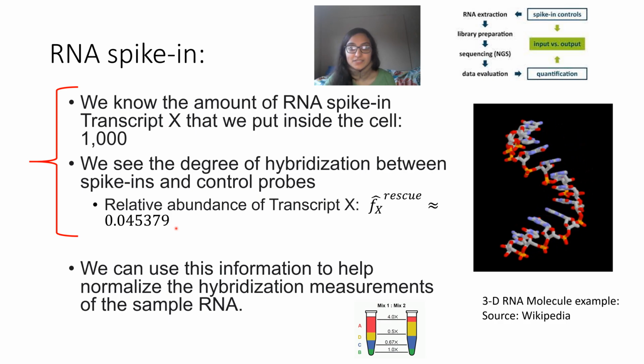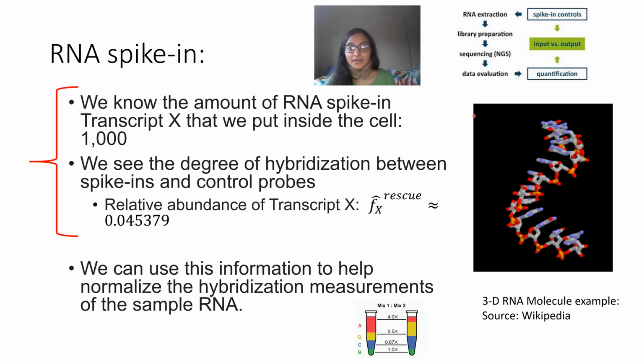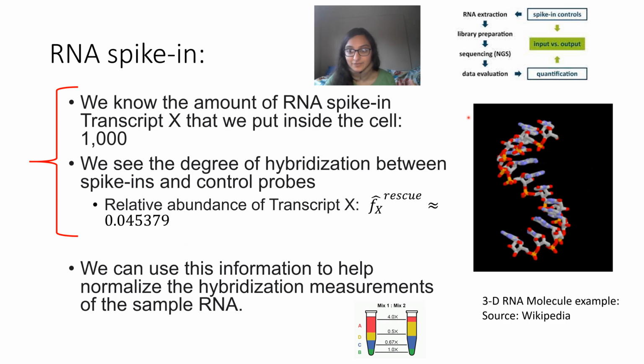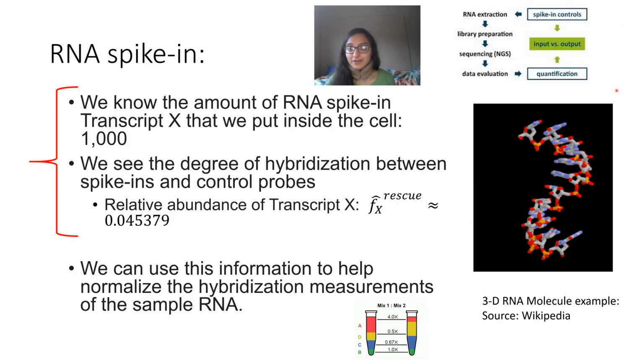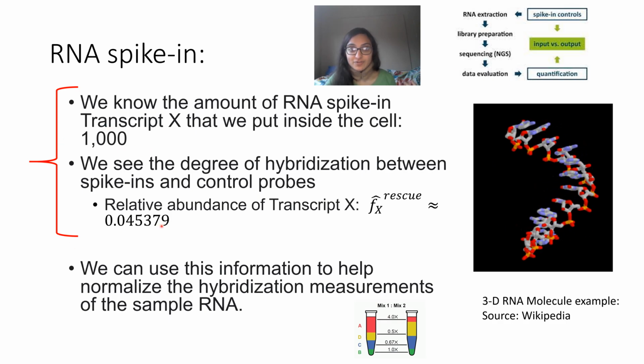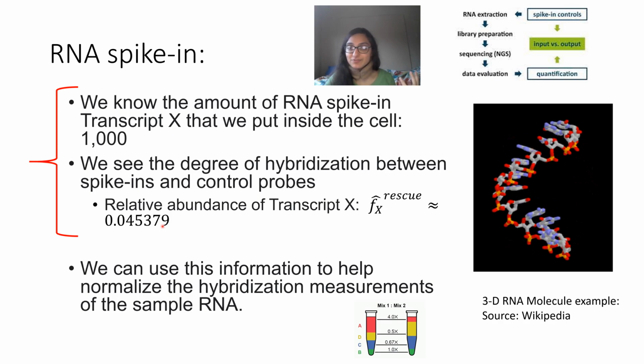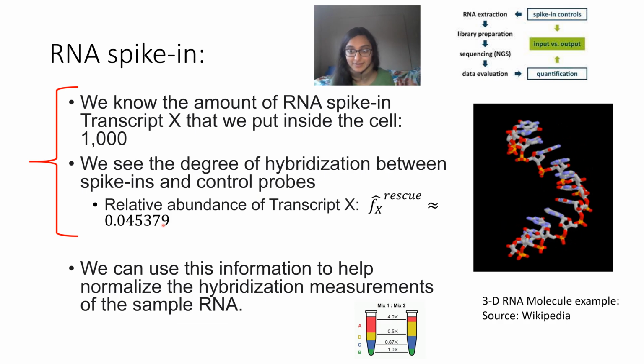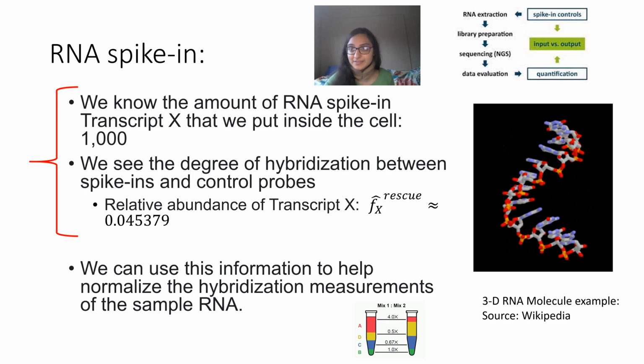And then we can use this information to normalize the hybridization of the transcripts of the sample RNA. So again, we knew this information, we observed this relative abundance, and we're going to try to use this information to help normalize and figure out the other transcript absolute abundances.